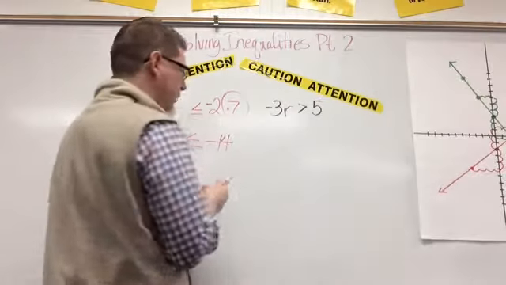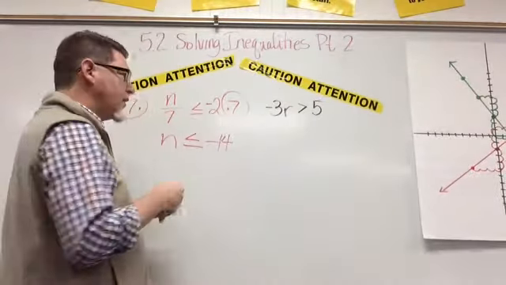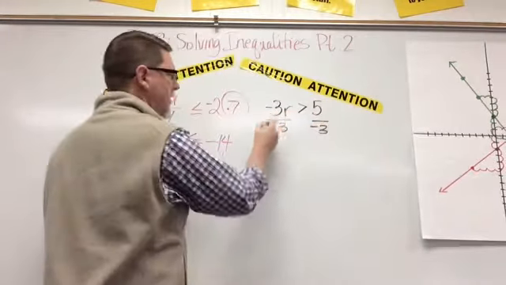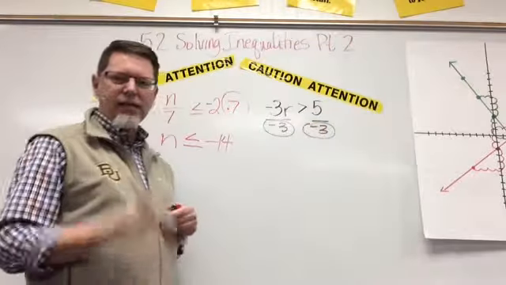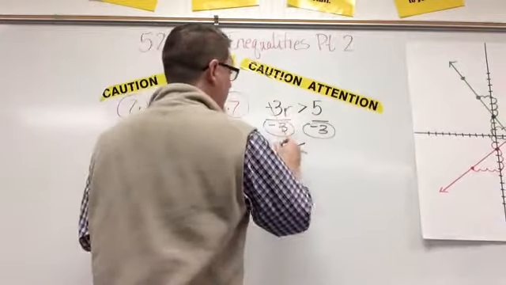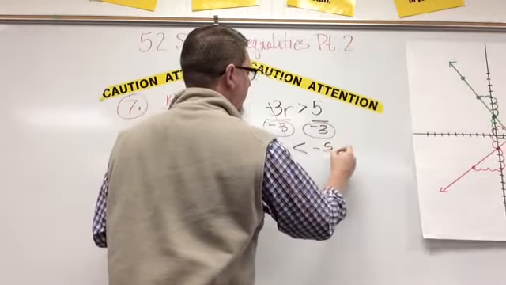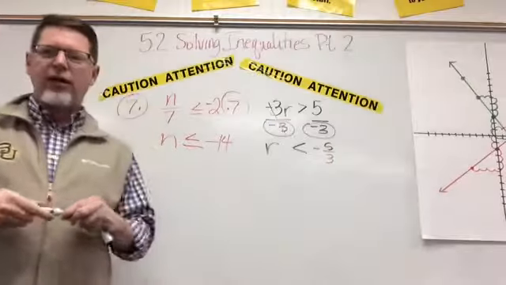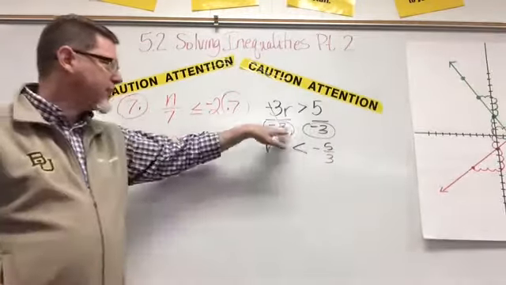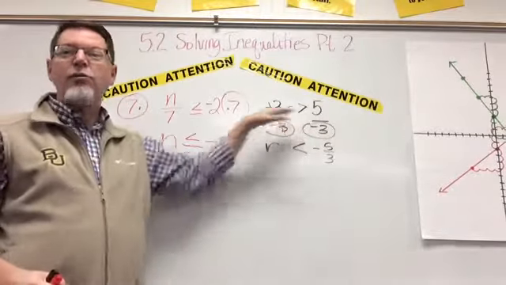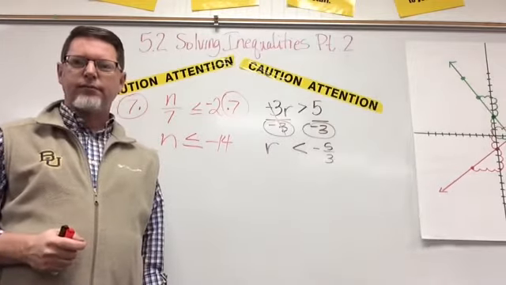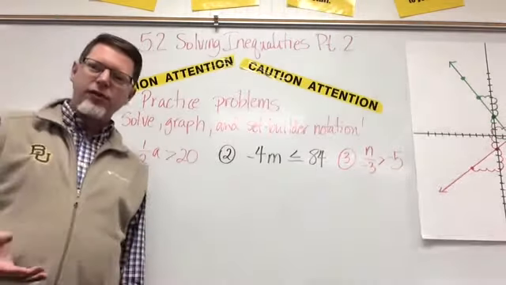On the -3r is greater than 5, I have to divide by -3 on both sides. And in this case, I'm dividing by a negative on both sides, so I have to reverse the symbol. So I have a less than, so we have r is less than -5/3. And I could graph that on a number line. It's important for you to realize if I'm dividing by or multiplying by a negative on both sides, that's when I reverse the inequality symbol.